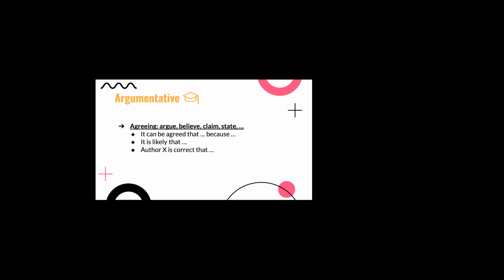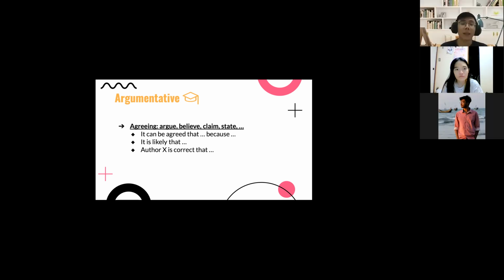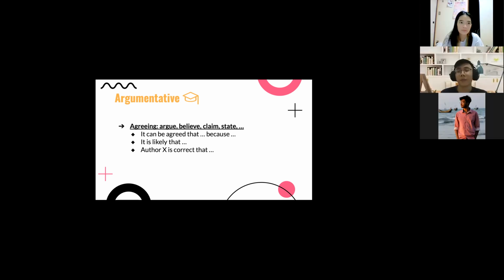So one way you can show that you're agreeing with the topic here is to say, maybe, it can be agreed that, so that you can avoid being too personal with your opinion. And maybe something like, it is likely that something something something. It also shows that you're agreeing. And the last one is that author X is correct that blah blah blah, just to show that you're on the same side as the author here.